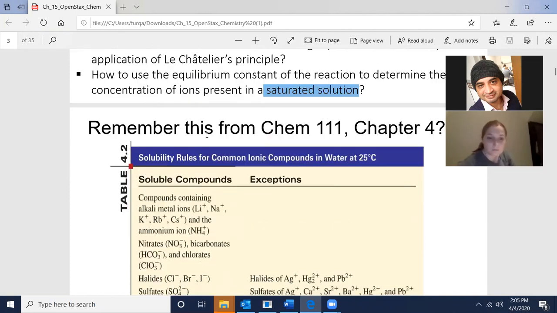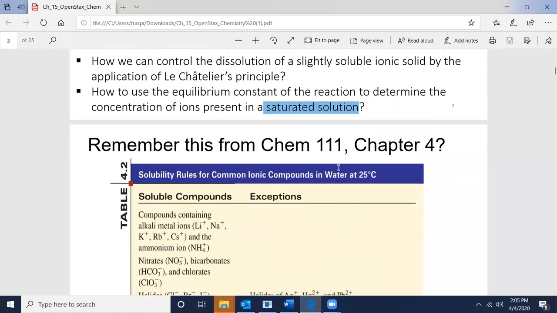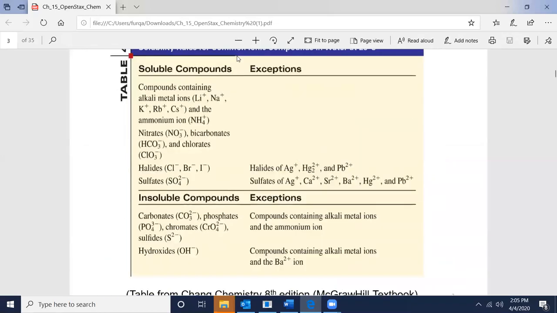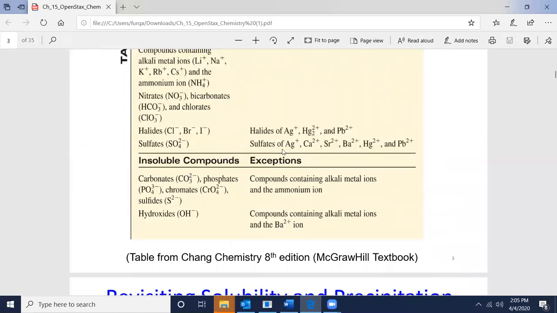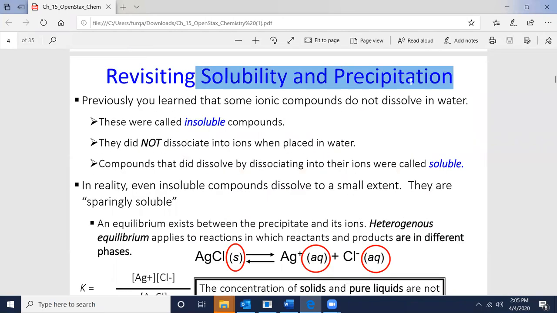So going back to this, you have to remember your solubility charts. You have already memorized that from Gen Chem 1. If not, then it's a good idea that you go over that and try to understand what these rules are: which types of compounds are going to be soluble, and which compounds are going to be insoluble, with certain exceptions. So when you go about solubility and precipitation, which is again kind of a repetition in this chapter, what you have learned so far is that some ionic compounds do not dissolve in water, and that's not quite true, because they are actually dissolved to an extent that we consider insignificant, but they are soluble to some extent.